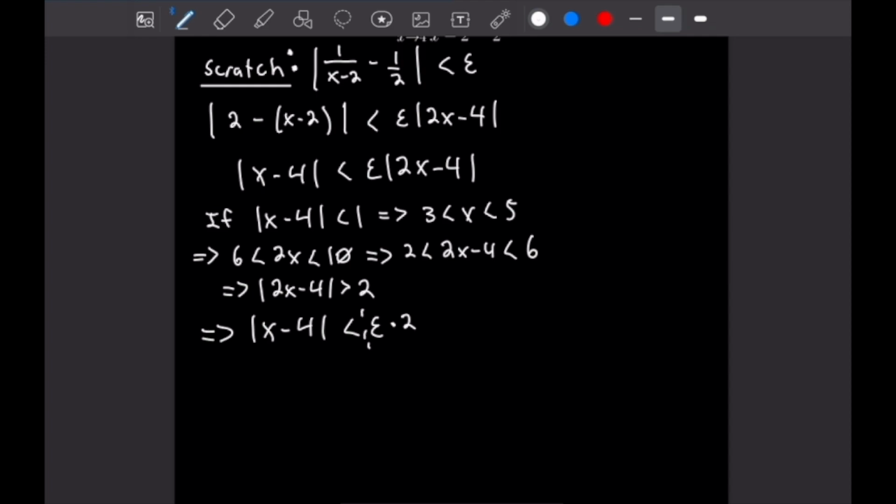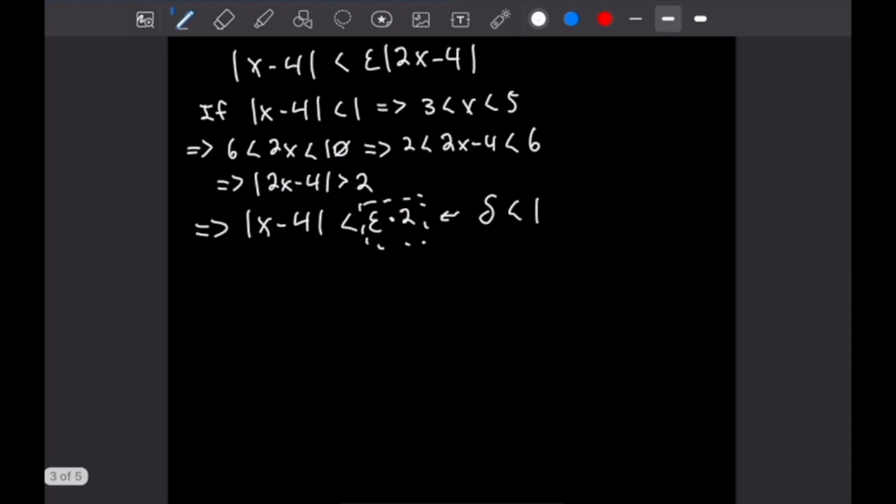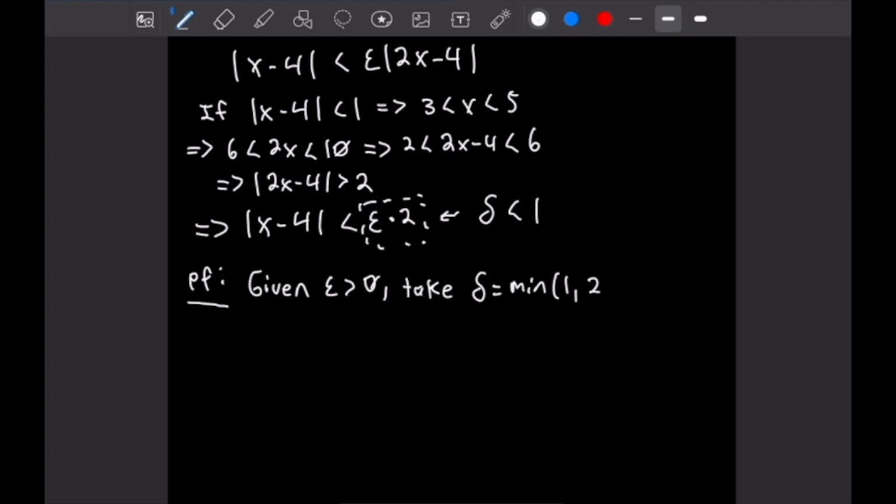So let's take this 2 epsilon to be our delta, reminding you that this delta will need to be less than 1. And we're going to accomplish that by taking a minimum of our delta, which we did on the last problem. So once again, we're going to start our proof just the same way we've been starting all of these proofs, given epsilon greater than 0. So given epsilon greater than 0, we are going to take our delta to be, like I said earlier, the minimum of 1 and our 2 epsilon that we have chosen above here.